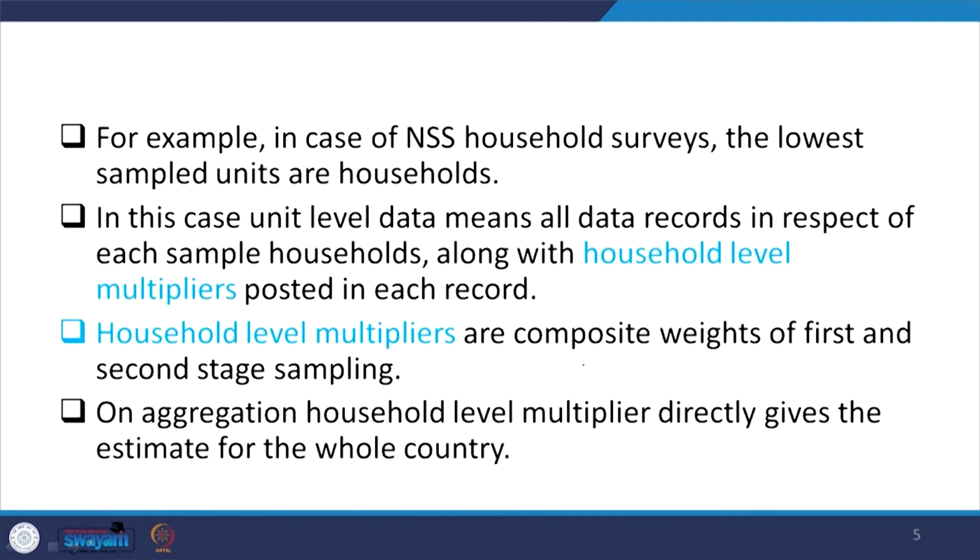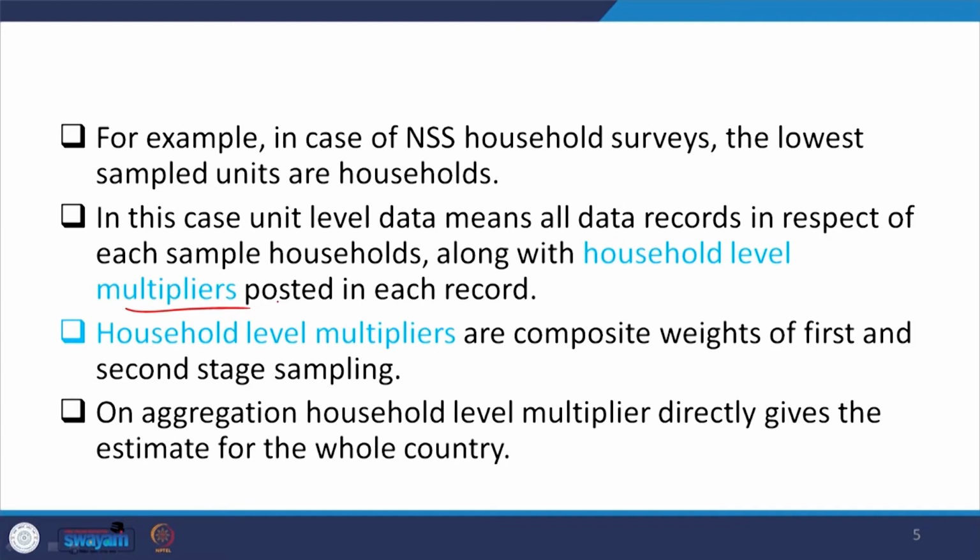Okay. Now, in case of NSS, as I just mentioned, for understanding household information, these are called household based surveys. The lowest sample units are, as I mentioned, called households. In this case, unit level data means all data records in respect of each sample household, along with household level multipliers posted in each record. This is very important to note. We will show you in the next to next slide what we mean by those multipliers or layout files, and how these are defined.